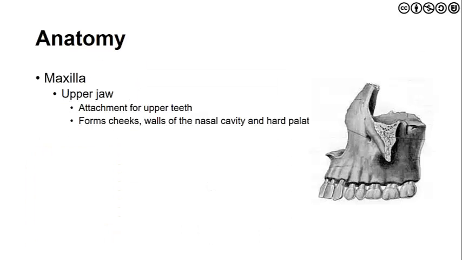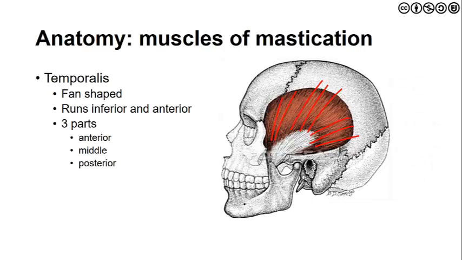The maxilla is the upper jaw, so as we're looking here at portions of the lower jaw, the mandible, the maxilla would be the upper portion. This is the attachment for the upper teeth, also forming the cheeks and the walls of the nasal cavity. This is also where the zygomatic arch is going to come around and attach. And then more proximal and superior, we find some of the muscles that are utilized with muscles of mastication.